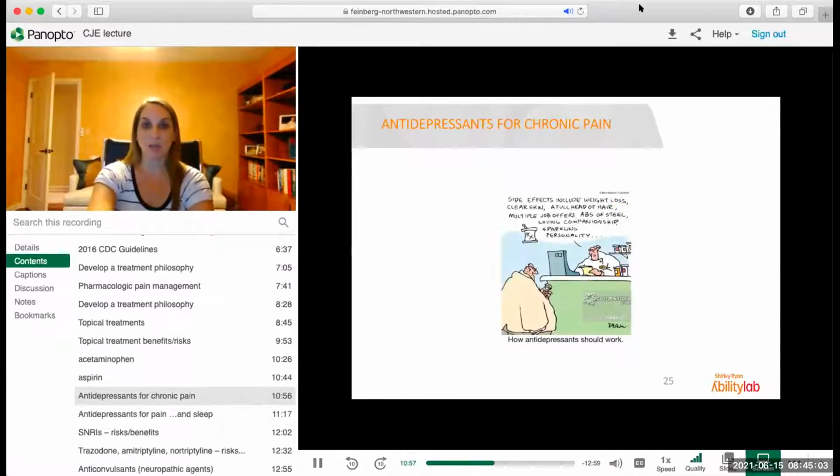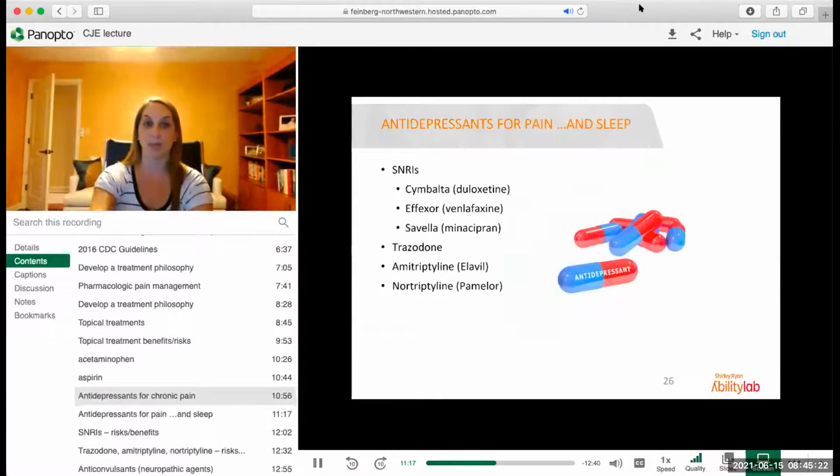Antidepressants we use a lot for chronic pain. I like this cartoon, how antidepressants should work. Side effects include weight loss, clear skin, a full head of hair, multiple job offers, abs of steel, love and companionship, sparkling personality. But we do use them a lot for chronic pain. What they found is not only do they treat mood, but many of these medications treat pain as well, and now are FDA approved for pain.